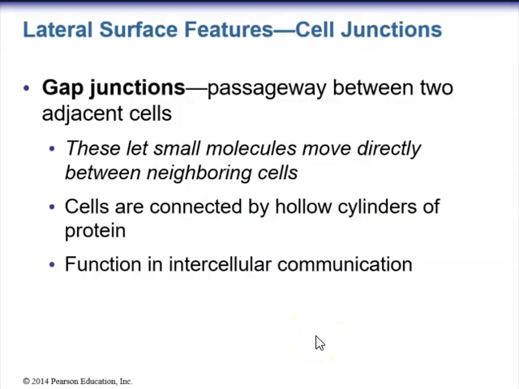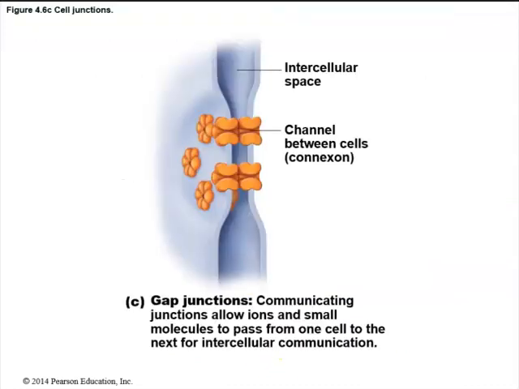We also have gap junctions. Gap junctions are a passageway between two adjacent cells. These allow for passage of small molecules to move directly between neighboring cells. Cells are connected by hollow cylinders of protein and help function in communication between cells, or intercellular communication. So here we see our gap junctions between cells, allowing for passage of ions and small molecules from one cell to the next for intercellular communication. So these channels between the cells are called connexons.